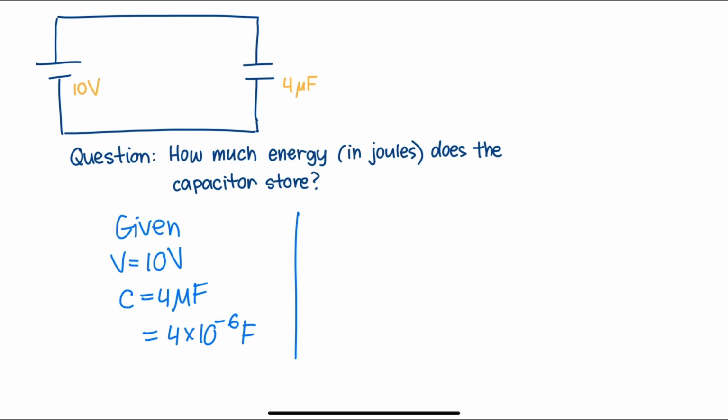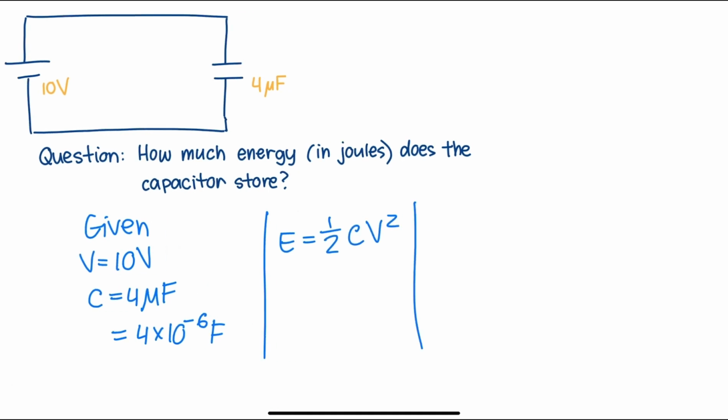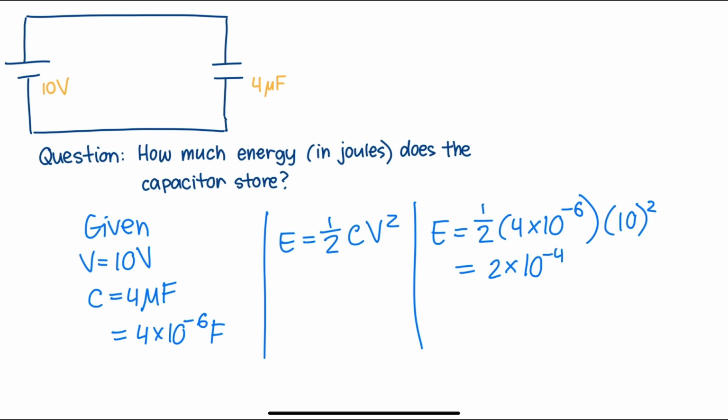Then we're going to use the formula E equals 1 over 2 multiplied by C multiplied by V squared. If we're going to write it down, it's going to be E equals 1 over 2 multiplied by 4 multiplied by 10 to the power of minus 6 multiplied by 10 squared. If we're going to calculate it, we're going to get 2 multiplied by 10 to the power of minus 4 joules, which is our answer.